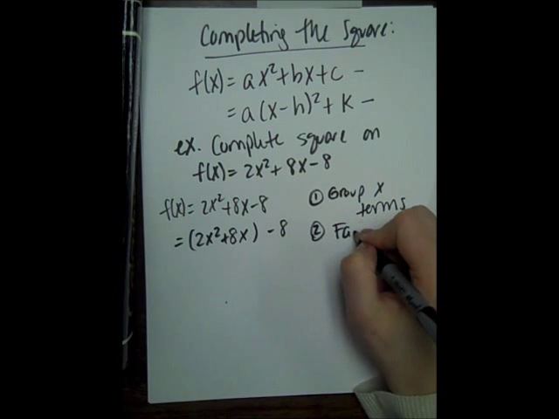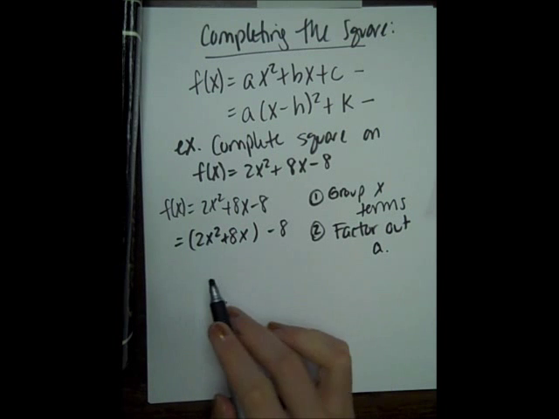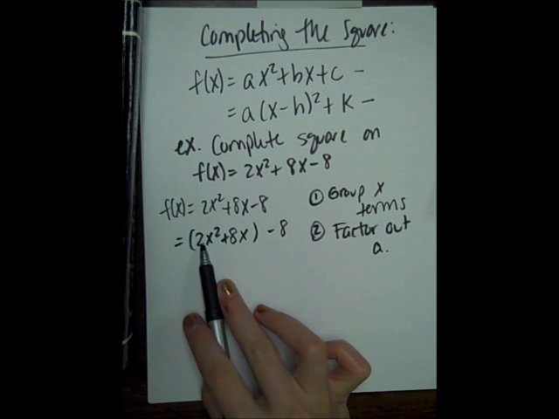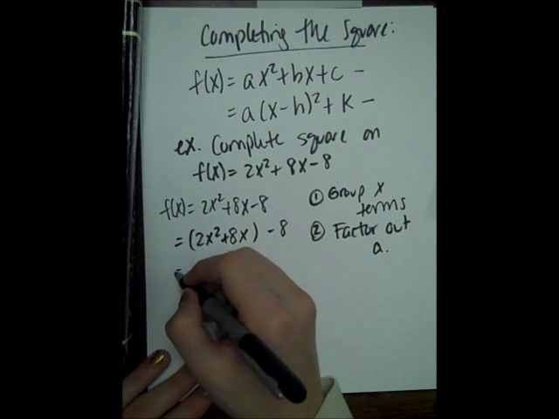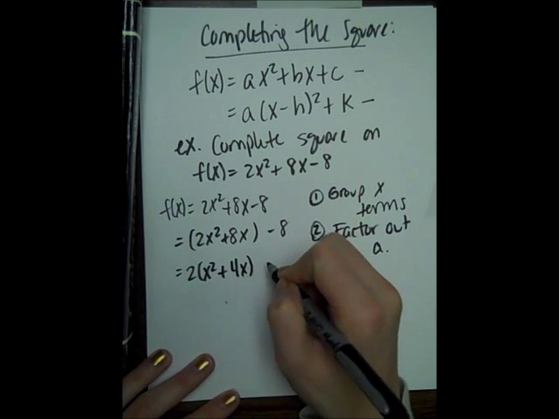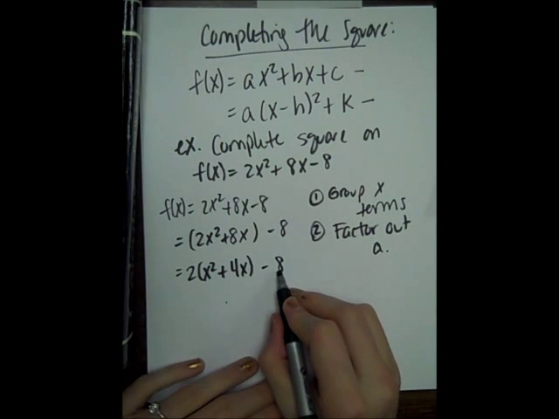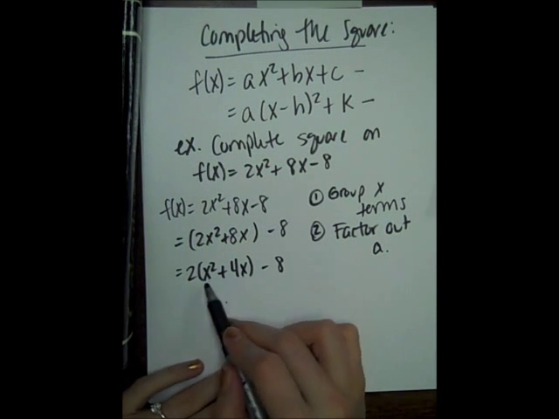Secondly, factor out a. So a was 2, so I'm going to factor that out of everything in parentheses. So I'll get x squared plus 4x minus 8. I didn't factor out the 2 from the minus 8, I only factored out from the x terms.